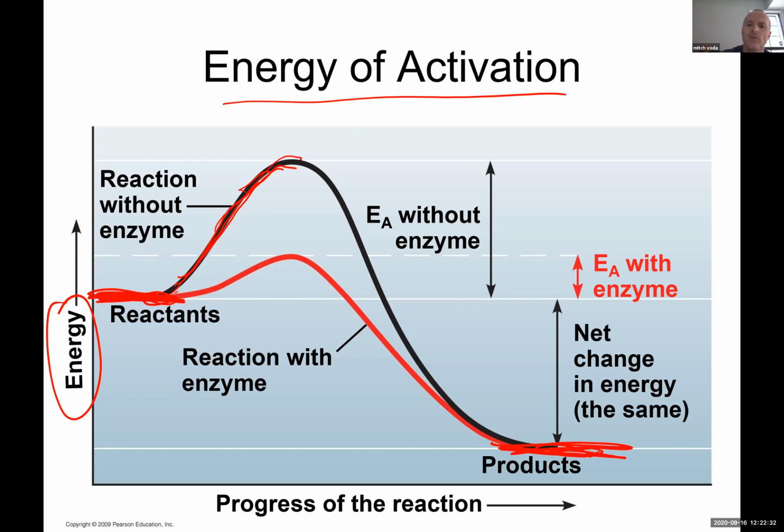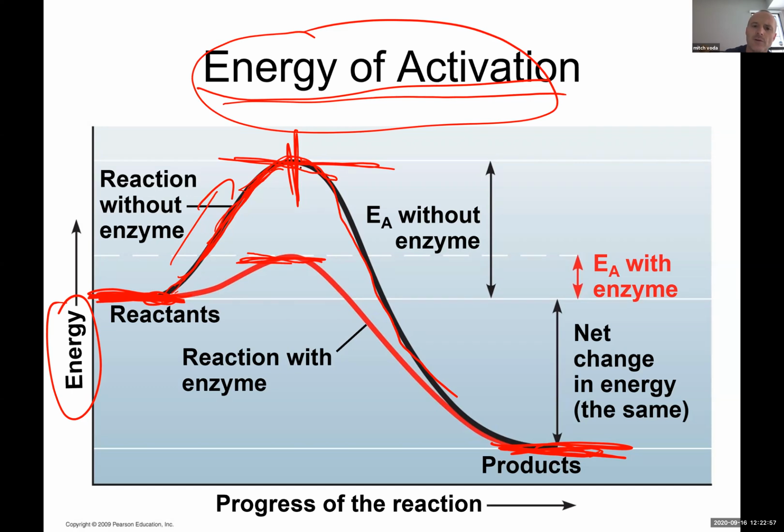To actually reach the top of the hill, after which the reaction takes place, it needs to input or use some of that energy. So that's called energy of activation. This is for a reaction that is not catalyzed by enzymes. For a reaction that is catalyzed by an enzyme, look at the hill versus the initial one. So basically what enzymes do is lower the energy of activation from here to here, from very high to very low.